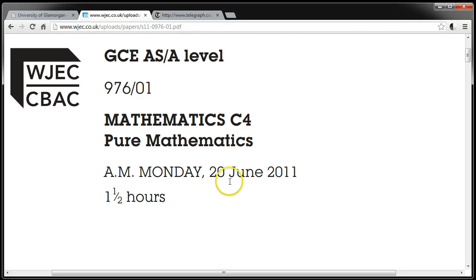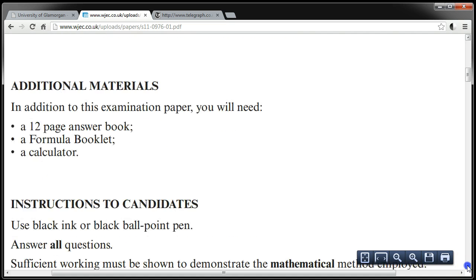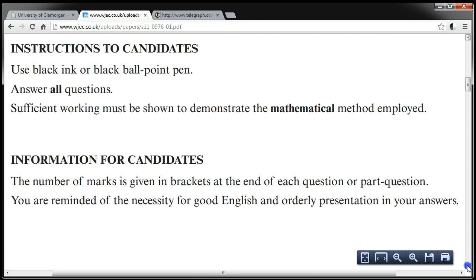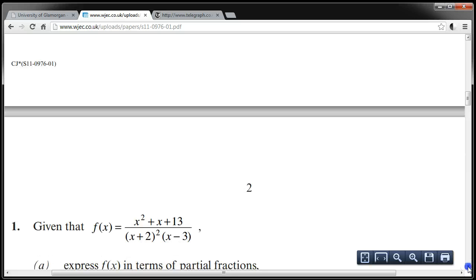Okay then guys, let's have a quick look at this paper then. It's the June 2011 C4 Mathematics exam paper from WJEC, as I say, June 2011. So it's 1.5 hours long. Basically, use black ink ballpoint pen to answer all questions. Methods must be shown. So we've got the information on the front page.